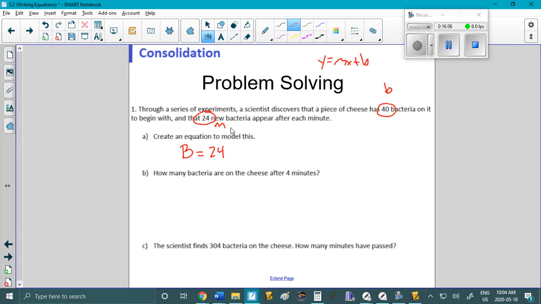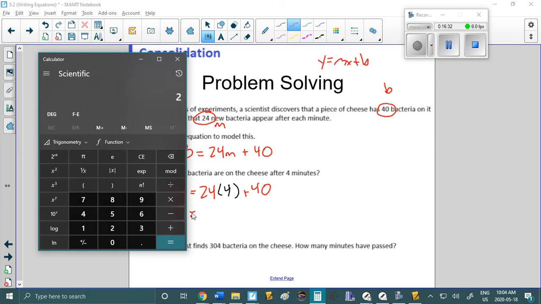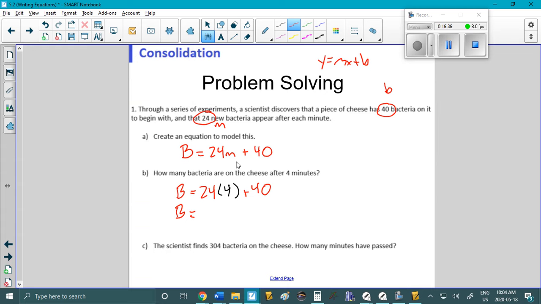Well, what's our independent variable? Well, in this case, it says each minute. So let's say m for number of minutes, and then plus what we started at. Okay? So after 4 minutes, we sub in 4 for m, and then we add 40, and b equals 24 times 4 plus 40, 136.